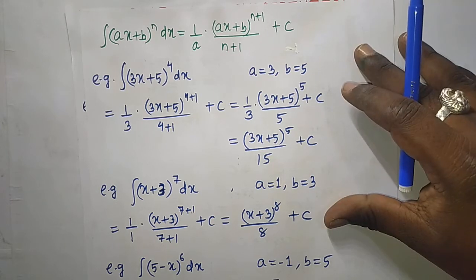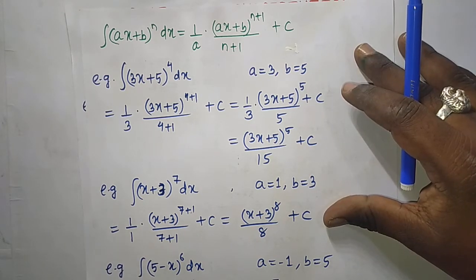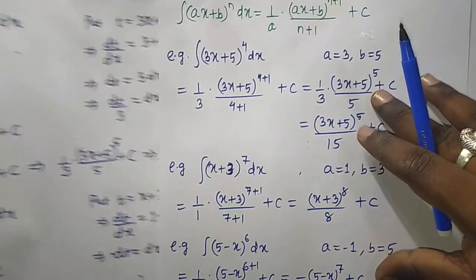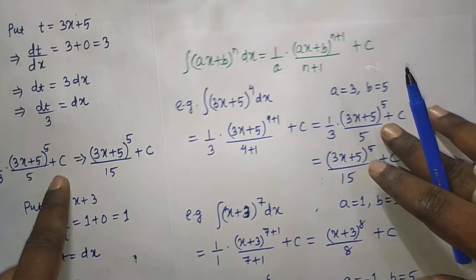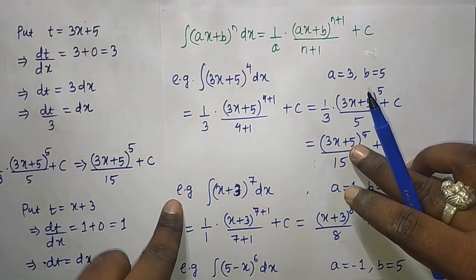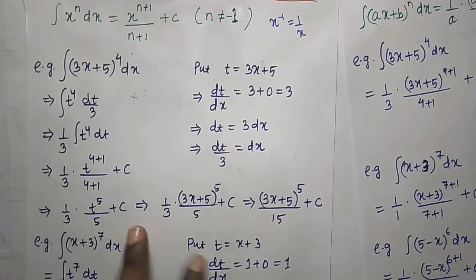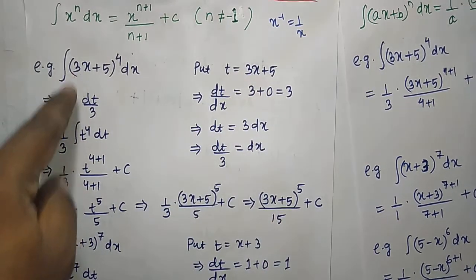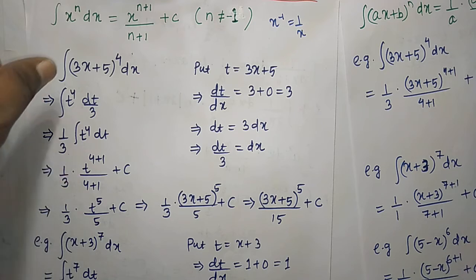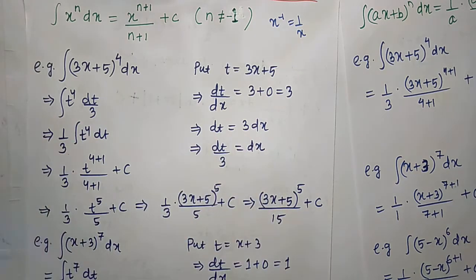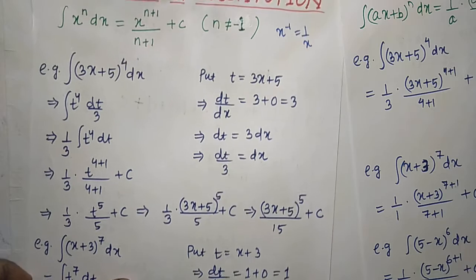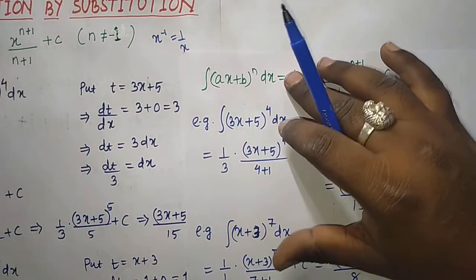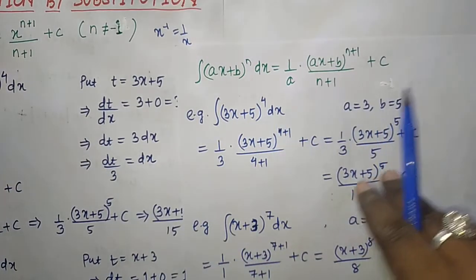So the answer is (3x + 5) to the power 5 divided by 15, plus c. Okay, we get the same result as earlier. Here you have used the substitution method, and you have to do a little bit more steps.